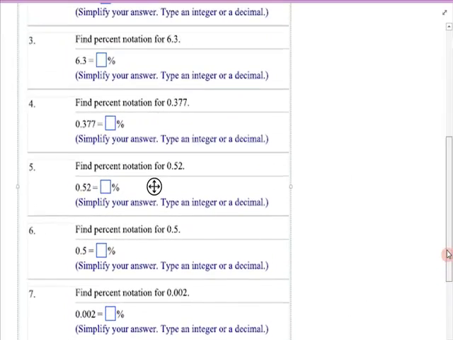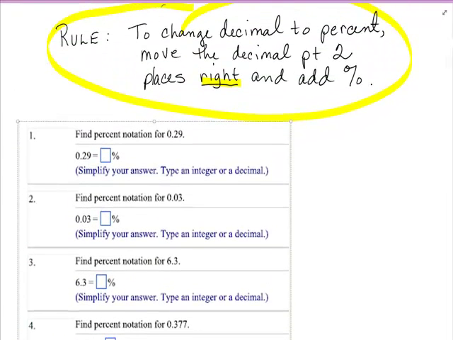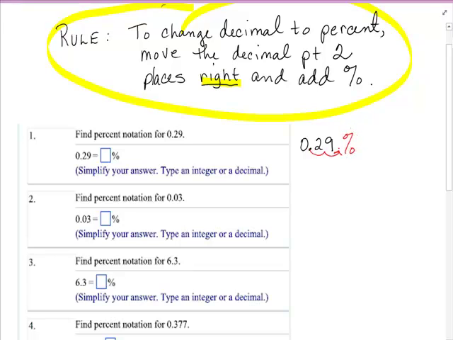There we go. Let's look at number 1. We have the decimal number 0.29. To change it to a percent, it's going to move 2 places to the right, drop that decimal point, and add a percent sign. The final answer would be written as 29%. We would not show the 0 in front of the whole value, and we would not show a decimal that was at the end.